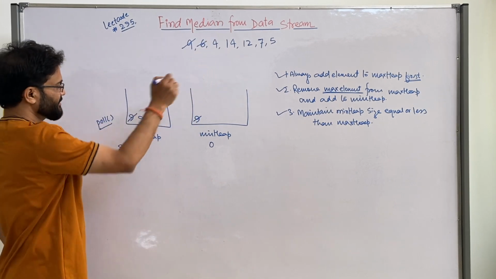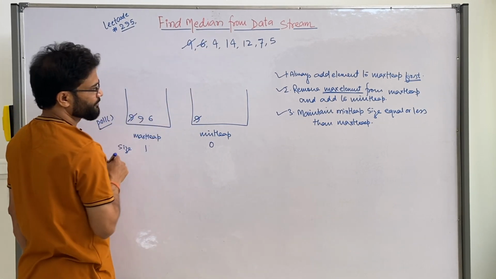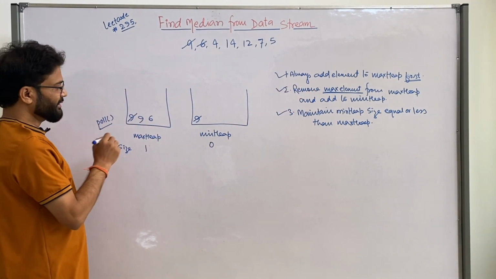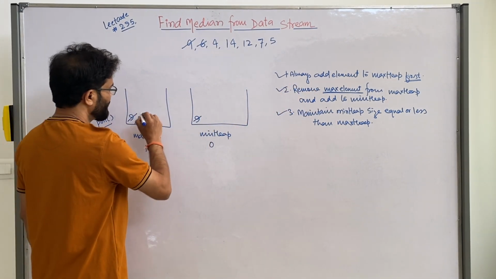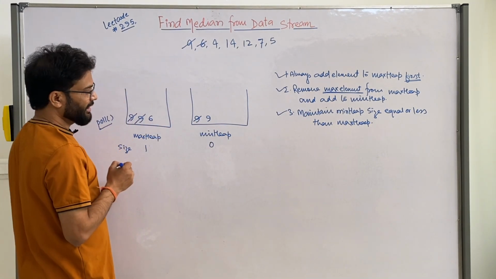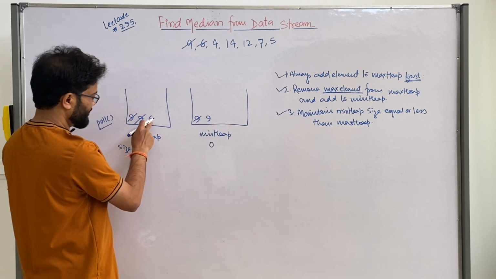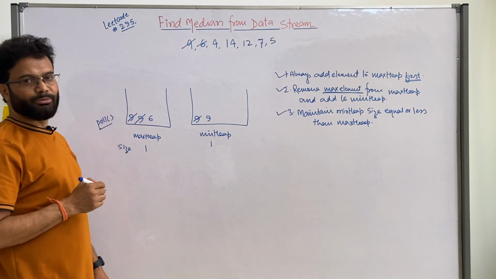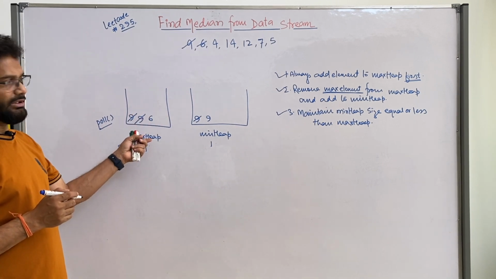Again the first step, put the 6 here. Remove the max element. Now what is the max element? Between 9 and 6, it is 9. Remove the 9 and add it into the min heap. Third, check the size. Now we have only 1 here, and here we have only 1. So no need to maintain, no need to move from here to here, right?